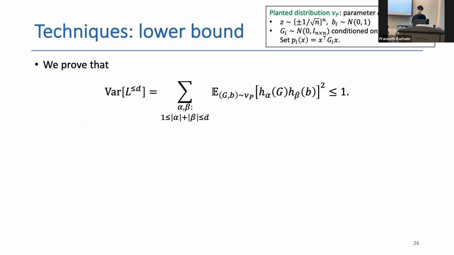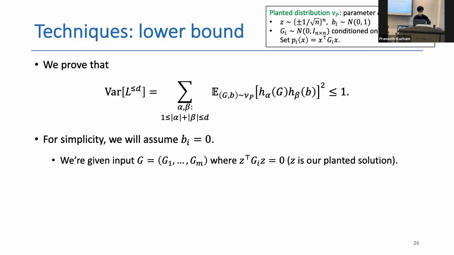So remember, we want to prove that the variance of this is smaller than 1, and this is some scary summation. I want to give a brief sketch of this. For simplicity, I want to assume BI equals 0 because it captures most of the main ideas. So now we're given input G1 to Gm, where Z transpose Gi Z equals 0, and Z is our planted solution.